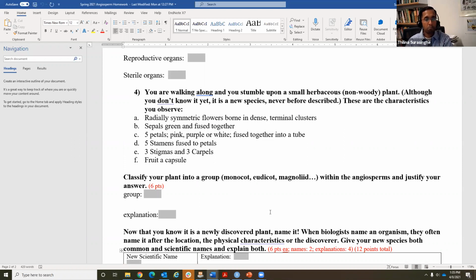I'll give you a couple of hints, right? Radially symmetrical flower, so radioflora. Radio meaning radial, flora meaning flower. Clusters, flowers in clusters, so inflorescences. And then what else? I don't remember what you call purple. You may want to look up the Latin name. Hey, James, you took Latin. Do you remember what the Latin name for purple or pink is?